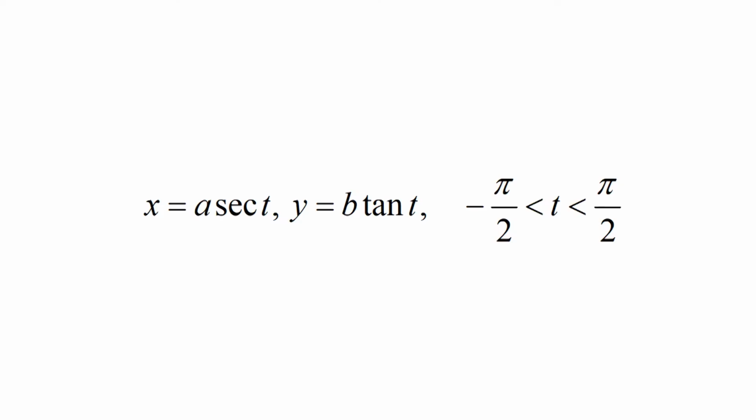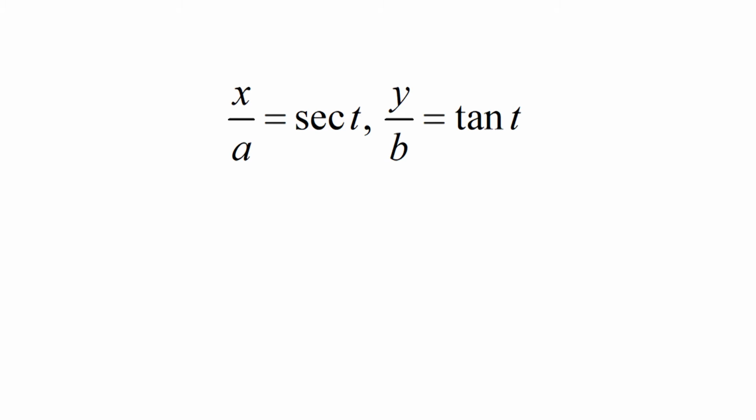Let us consider one more example. Let a and b be positive numbers. We examine which curve is represented by the parametric equations x is equal to a sec t and y is equal to b tan t, where minus pi by 2 less than t less than pi by 2. As parametric equations involve secant and tangent functions, we expect that the trigonometric identity sec square t minus tan square t is equal to 1 will be useful.